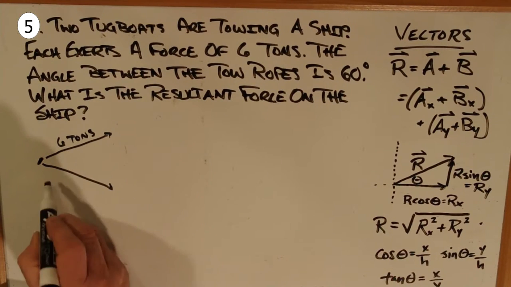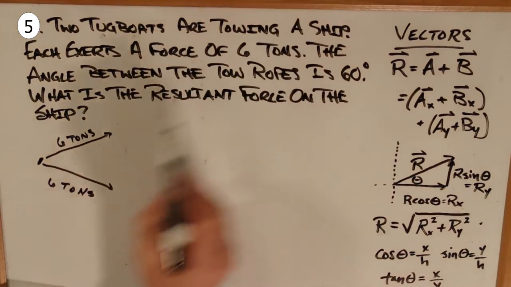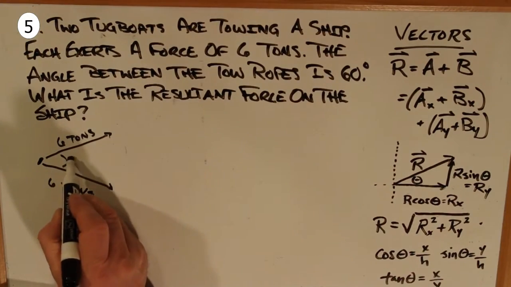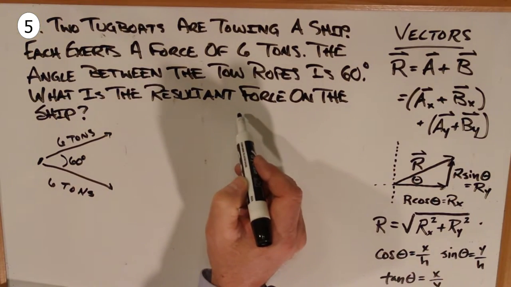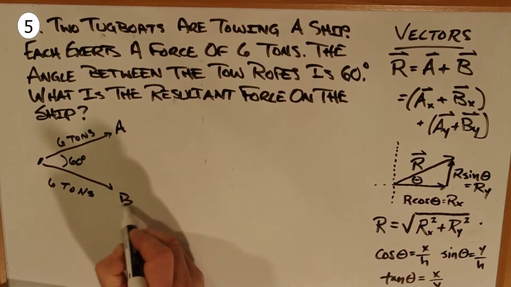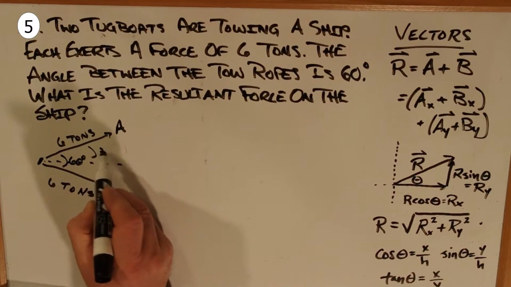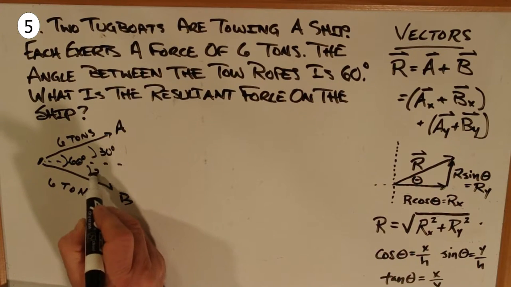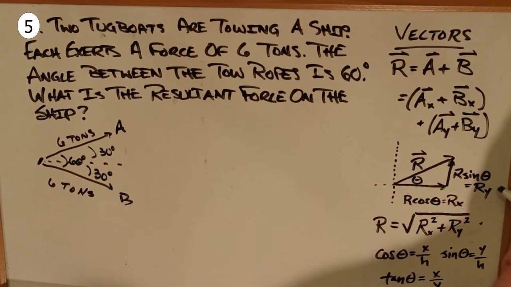As always, draw a picture. The dot represents the ship. And here we have two tow ropes, each exerting a force of 6 tons on the vessel. The angle between the two of them is 60. We'll call the upper one A, the lower one B. The angle that each makes with the horizontal or the x-axis is going to be 30 degrees.